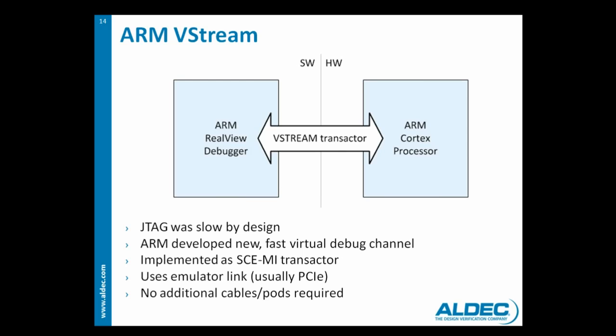Let's say you have an ARM processor, which is a DUT. If you go for JTAG, it will be very slow by design. So we have a vStream transactor which connects to the ARM processor. It is basically meant for connecting to the processor so that you can have control over it, such as setting breakpoints, stepping, or stopping the execution flow of the processor. Basically, the software and hardware are linked through PCIe communication.